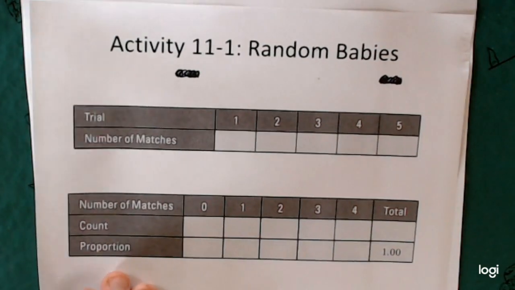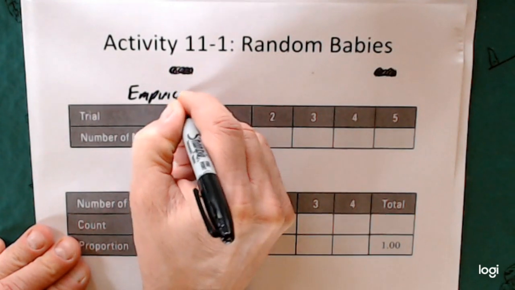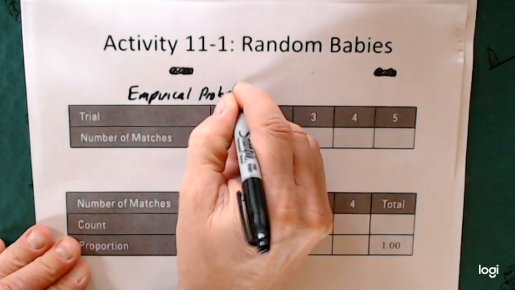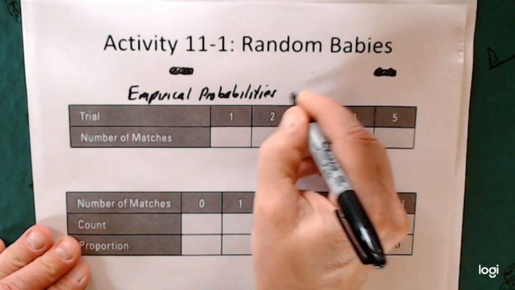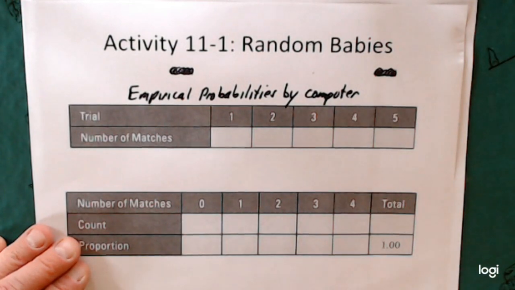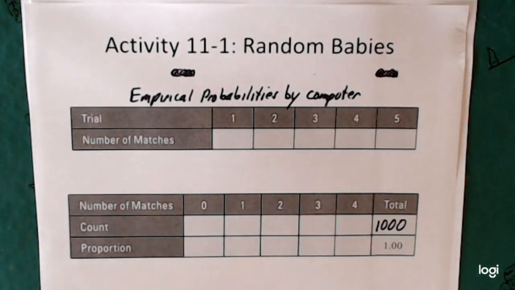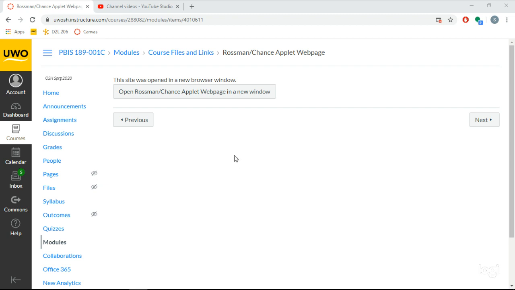What I want to do is the same thing: some empirical probabilities by computer. And I want to do a lot of trials. I'm going to do 1,000. You can easily do 10,000, but I think 1,000 will be sufficient for us. To do that, I'm going to use the online applets that are available from our authors.